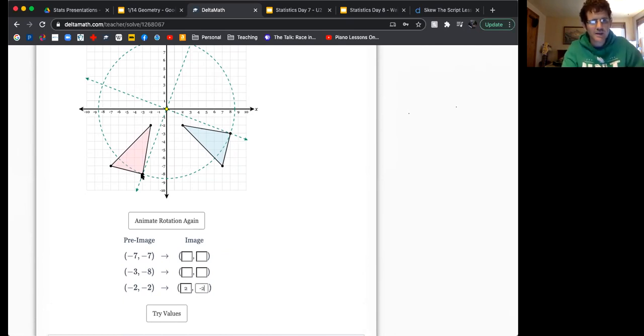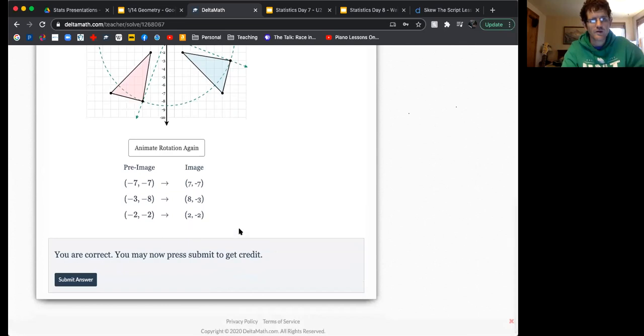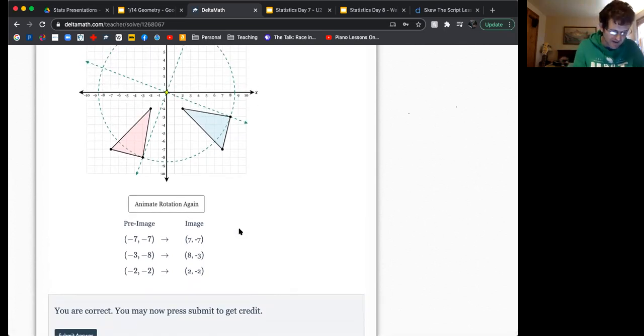Let's see, -3, -8. That's the one where I put my circle. So that's going to end up on the circle again. That's at 8, -3 now. And we've got -7, -7 becomes 7, -7. So we are correct. That's all good. And the same sort of thing is happening here. In fact, we're going to see that a 90-degree counterclockwise rotation is going to look very similar to the 90-degree clockwise rotation.